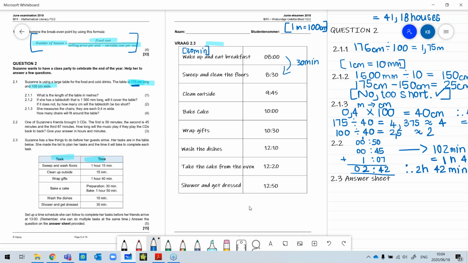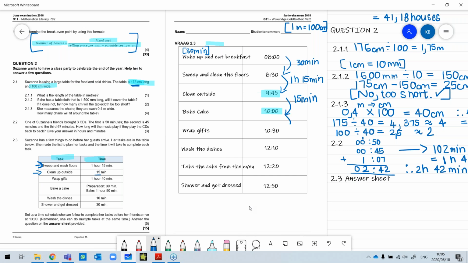Then you will see from 8:30 to 9:45, she swept the floors. Have a look here on the left-hand side. She swept and washed the floors, which has a time allocation of 1 hour and 15 minutes. Then from 9:45 to 10 o'clock, we gave her 15 minutes to clean outside. So to clean outside, she only required 15 minutes.